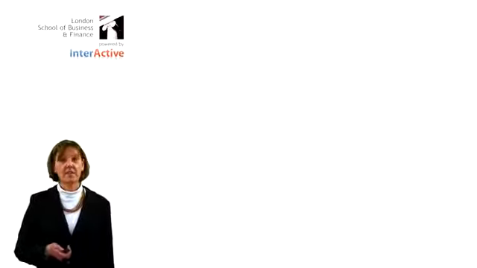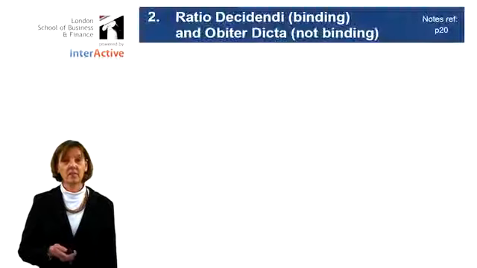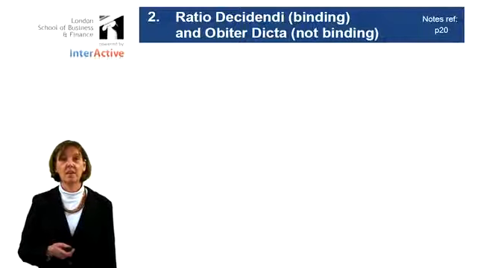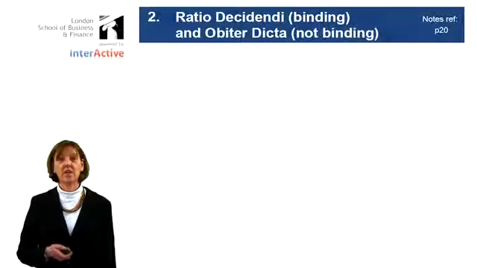So that's the first factor, the hierarchy of the courts. Let's now go on to ratio decidendi and obiter dicta. Both of them are Latin phrases, and both of them describe something which was said by a judge in his judgment following on at the end of the case.